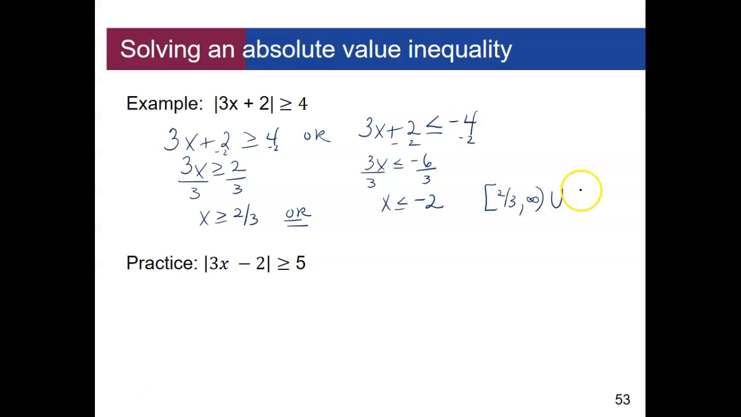We'll union that with -infinity to -2. And it is acceptable and possibly even preferred if we had written this one first and this one second. But as long as you have both, I think WebAssign is going to give you credit for both. Okay, here's one to practice if you'd like a practice problem.